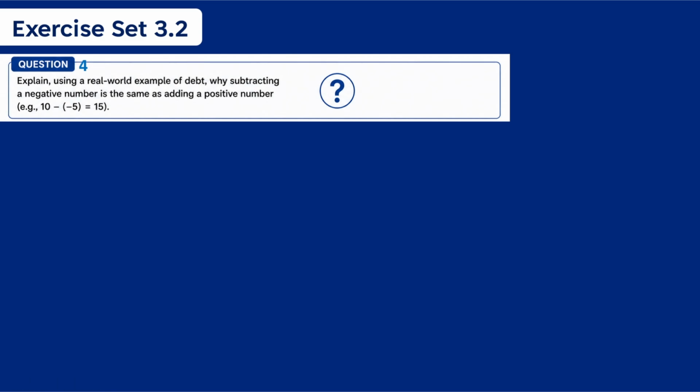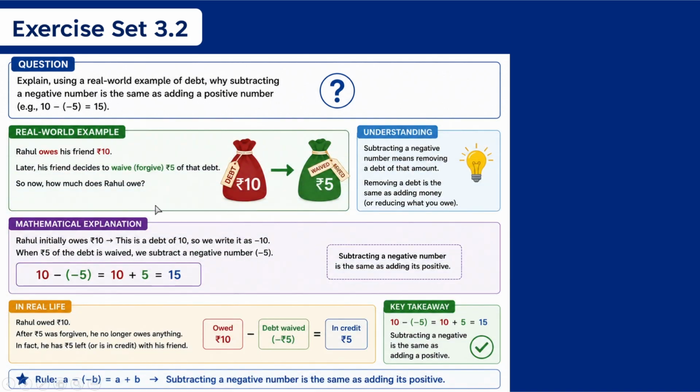Let's move on to the last question. Explain using a real world example of debt why subtracting a negative number is same as adding a positive number. Now let's consider an example. Rahul owes his friend rupees 10. Later, his friend decides to waive off or forgive rupees 5 of that debt. So how much does Rahul owe? So we can write this as a mathematical equation. 10 minus of, because he's planning to waive off, minus of minus 5. Why is it minus 5?